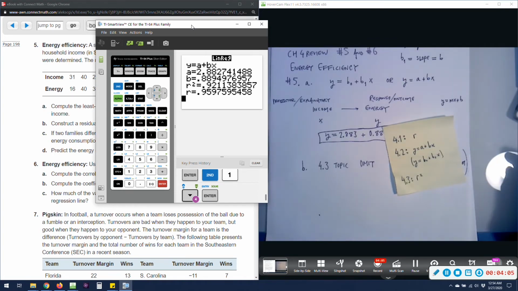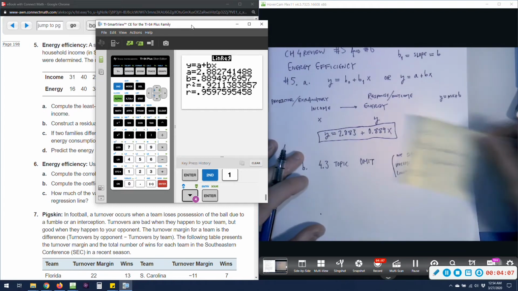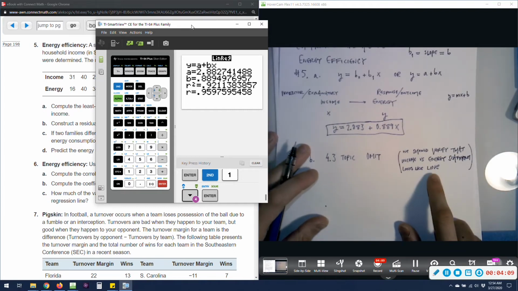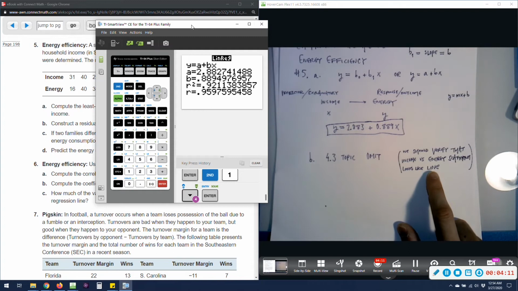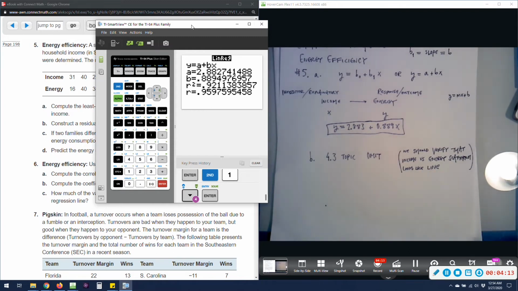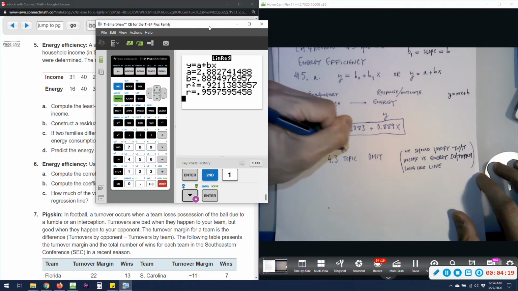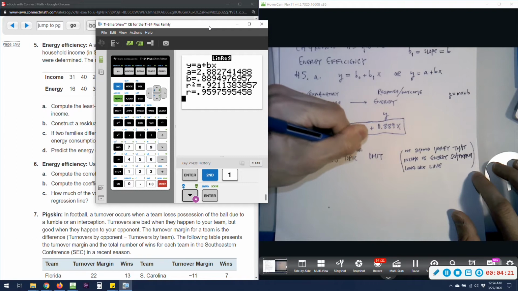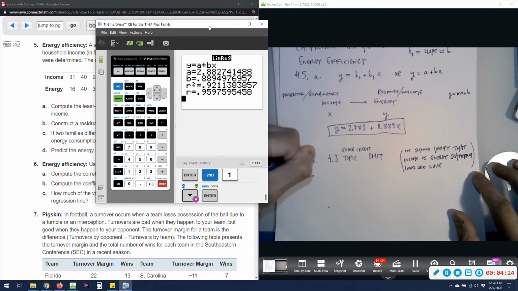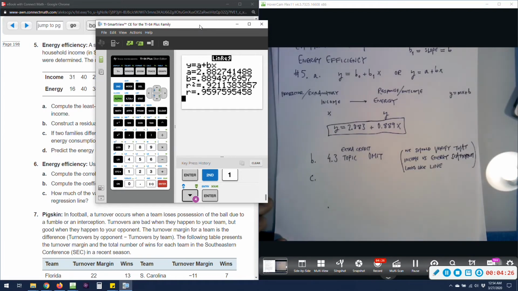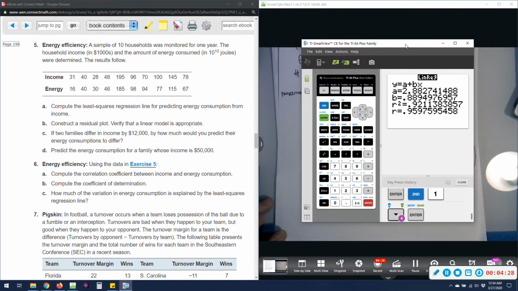But when the scatter plot doesn't look like a line, we have to pause. So we'll come back to this later. The point of this in 4.3 is that it's important to look at your data. Again, this is an extra credit topic, so we will omit it. So letter C here, I'm going to set this aside.